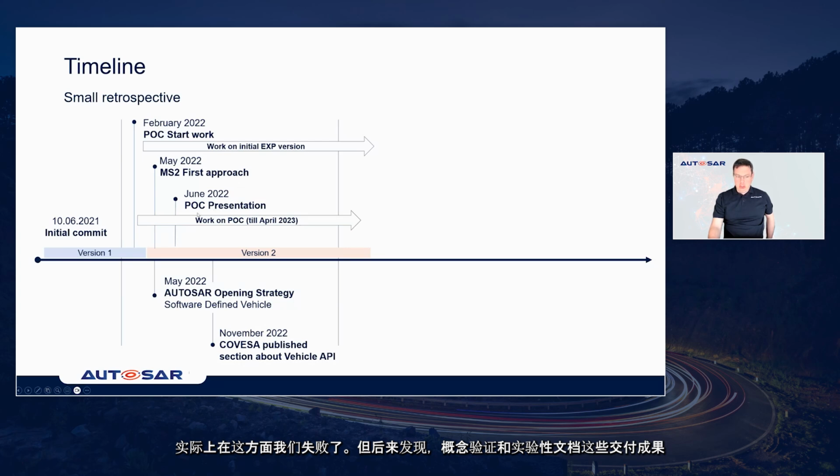But the deliverables, EXP and POC, were later useful for us as they moved forward discussions with other workgroups like architecture, MT and IPC.